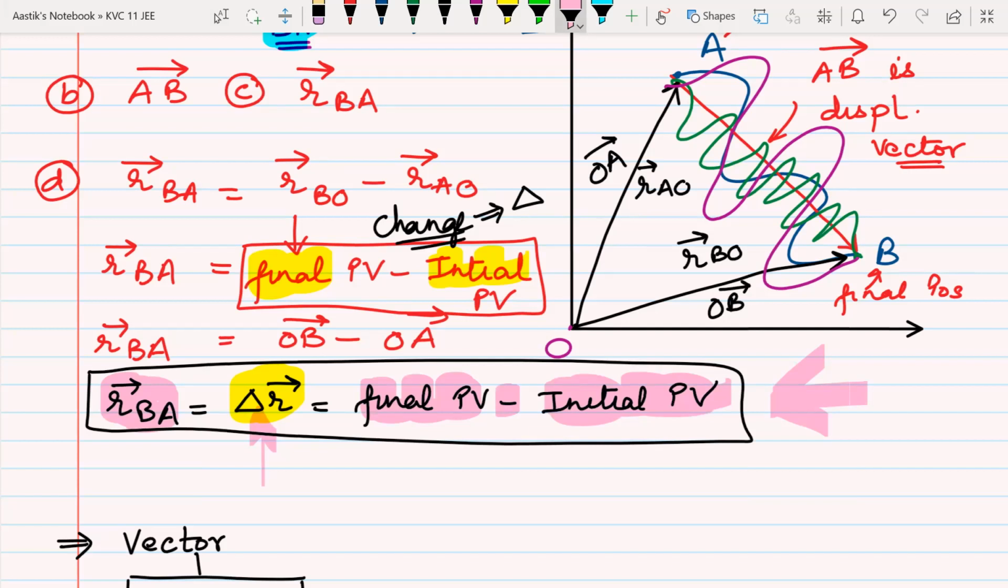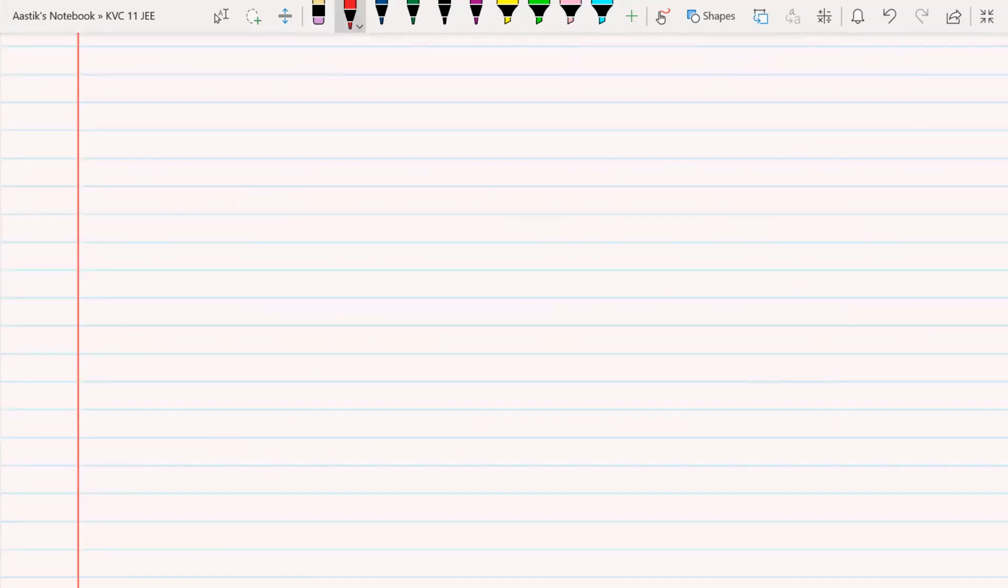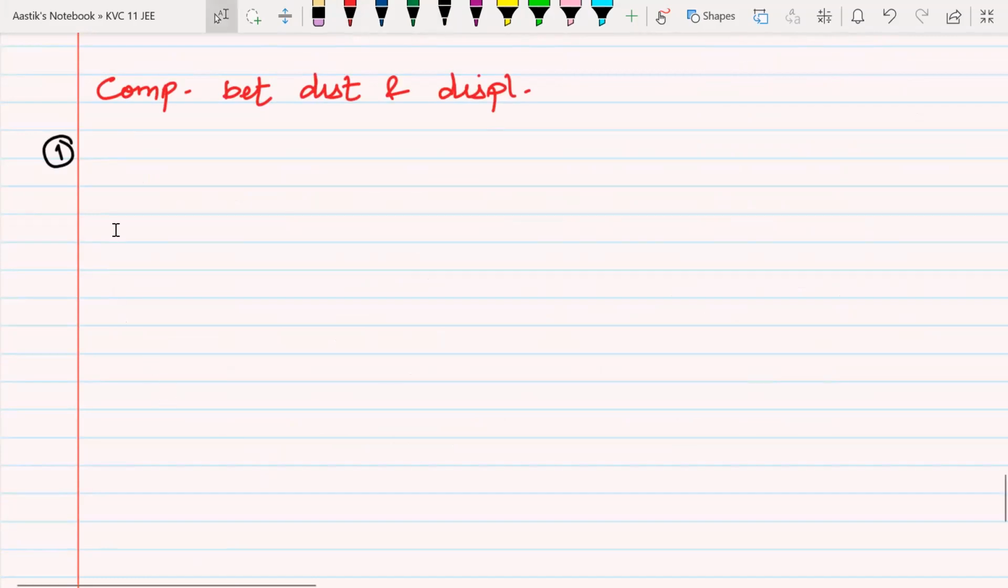Now, many a times in your school exam, they ask you for the comparison between distance and displacement. So I'll show you the first comparison. You can write the heading, and the heading would be: comparison between distance and displacement. Have you written the heading? Everyone has written this heading, yes or no?